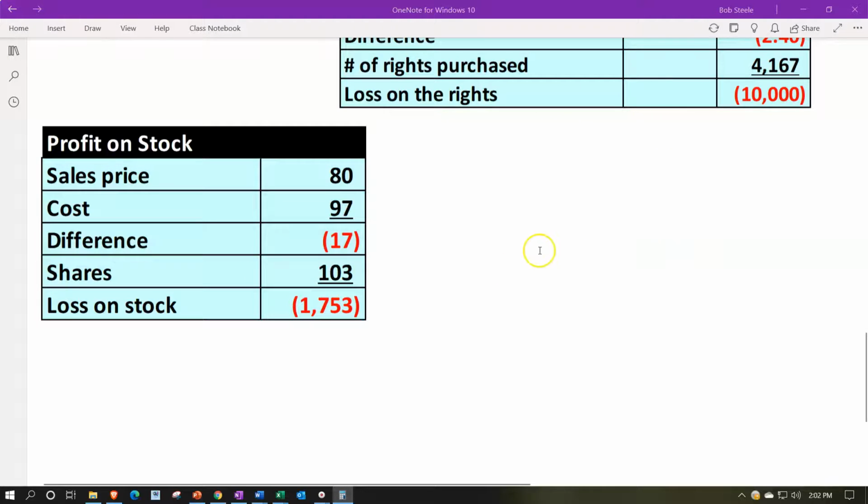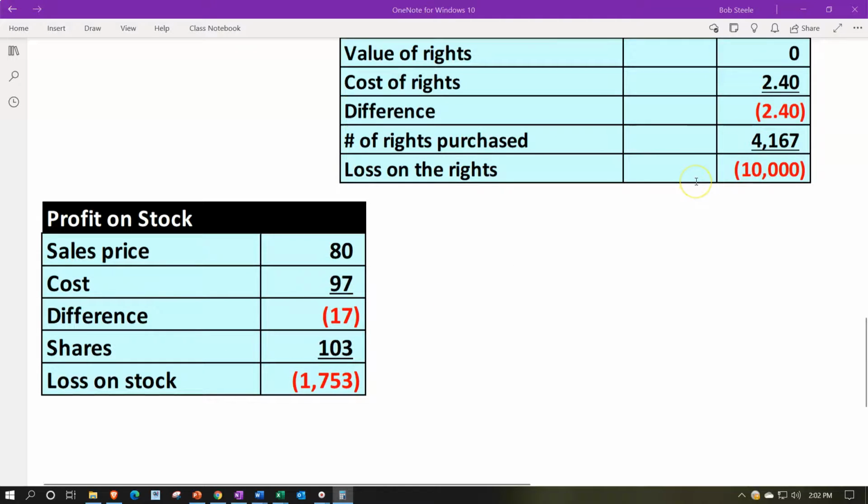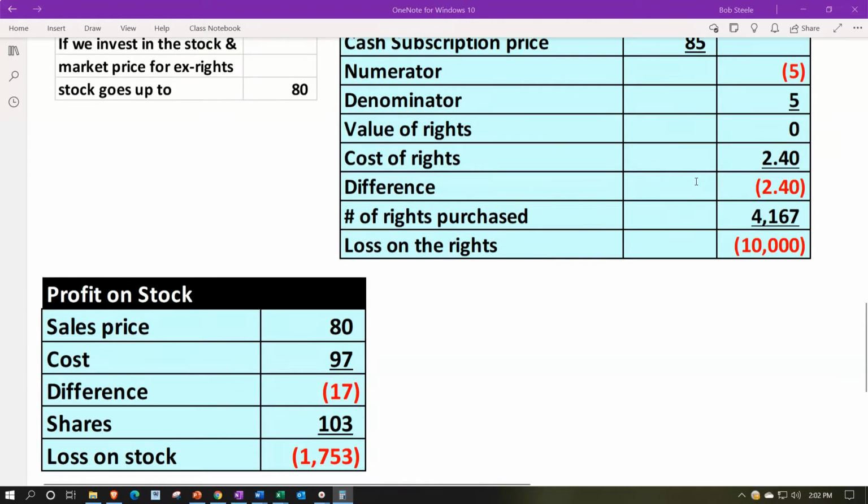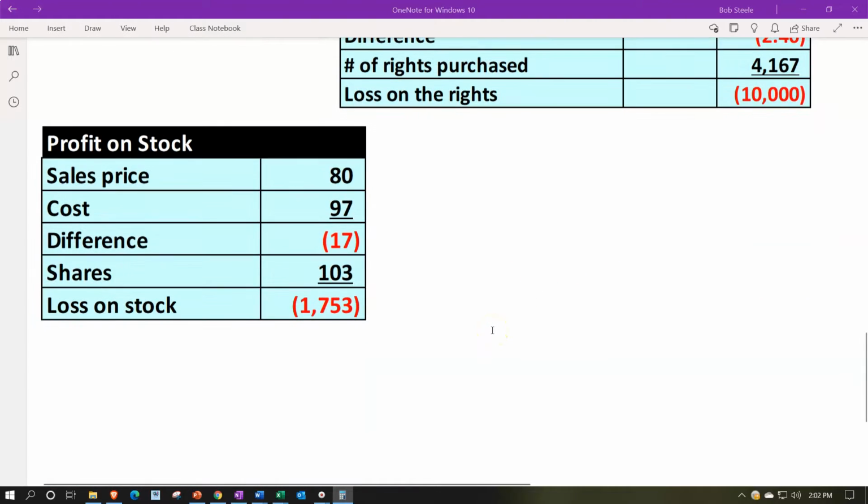So you can see on the downside, if things were going to go down, we amplified the negative impact if we invested in the rights as opposed to the stock.